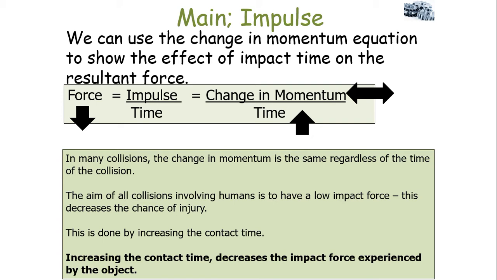Now, let's think about this in a bit more detail again, because in many collisions, the change in momentum is the same regardless of the time of a collision. So it's the aim of all collisions involving humans and objects to have a low impact force because it decreases the chance of injury and damage. So you do this by increasing the contact time, because increasing the contact time decreases the impact force experienced by the object. And therefore decreasing the contact time will increase the impact force experienced by the object.